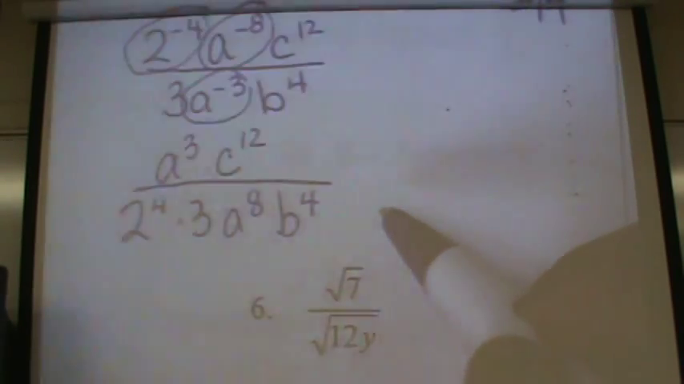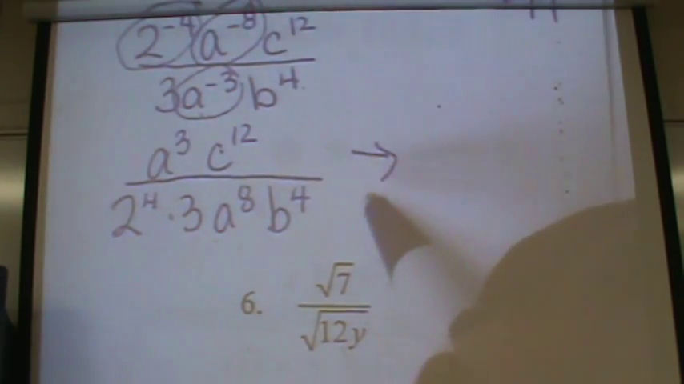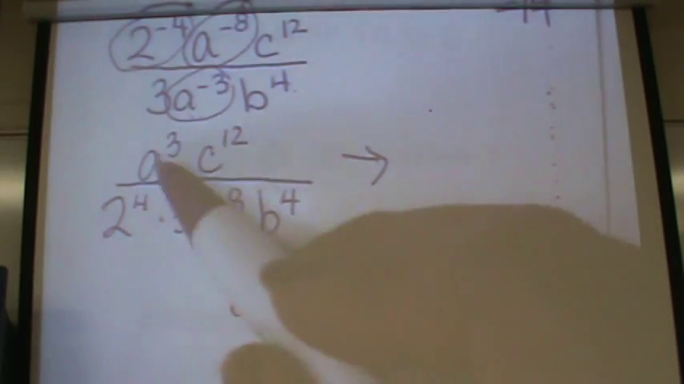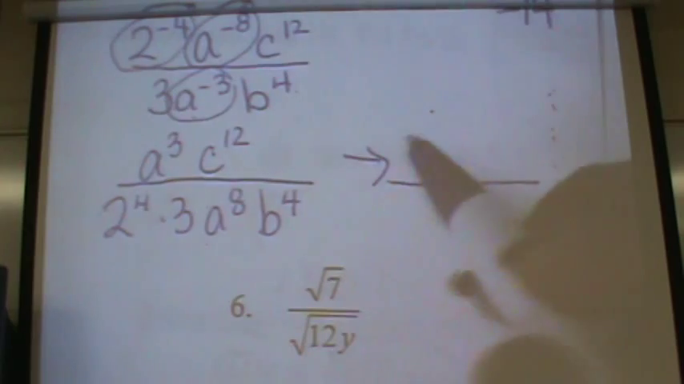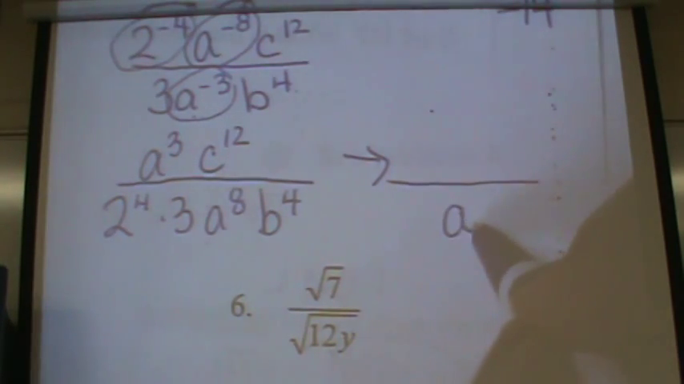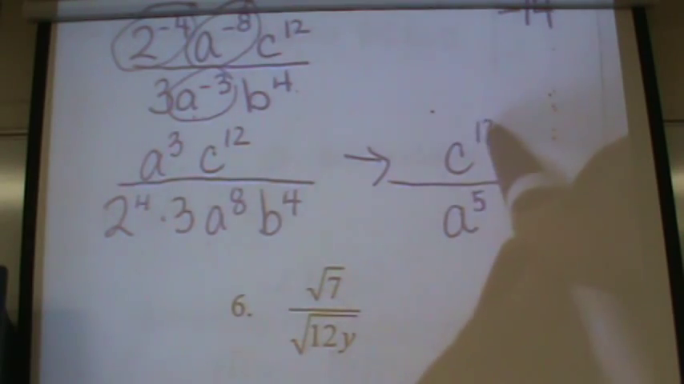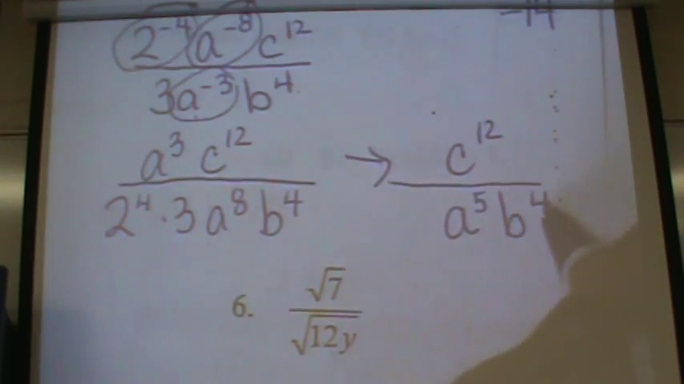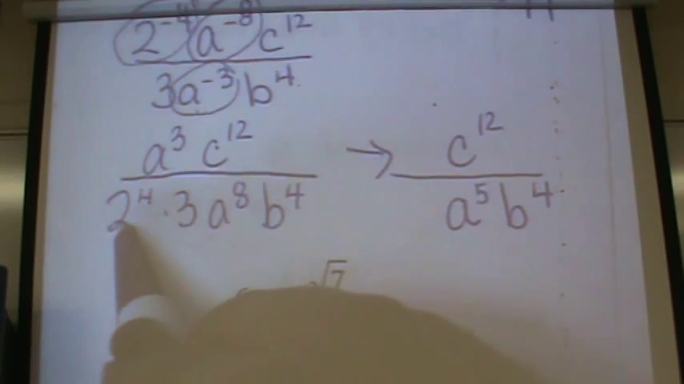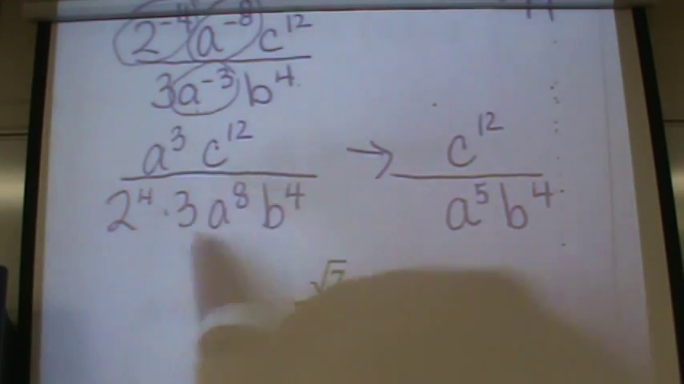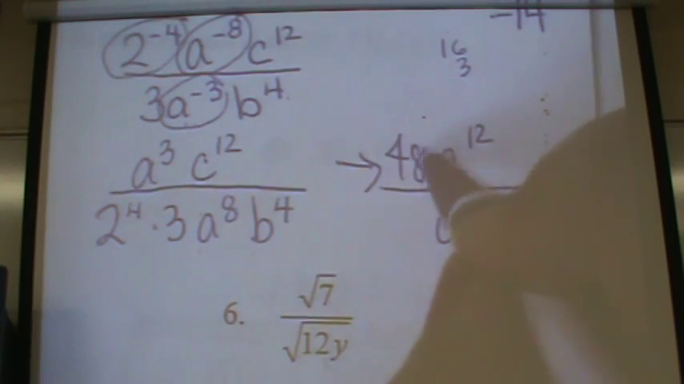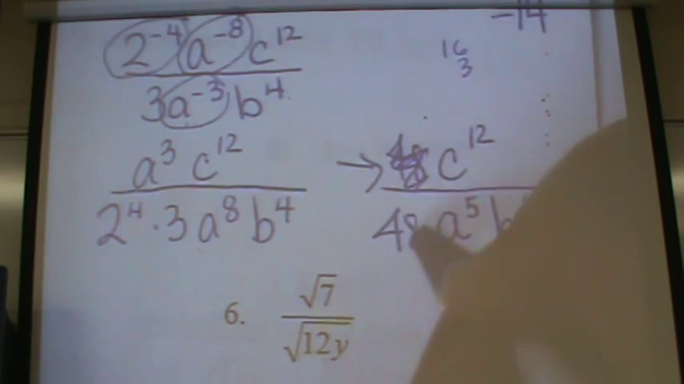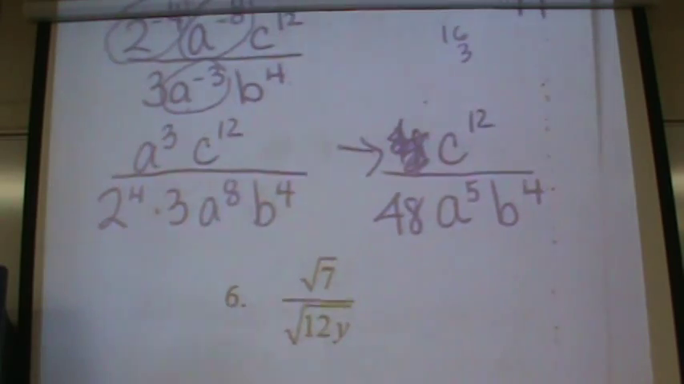Now we can simplify. How many a's do you end up having? If you've got 3 on top and 8 on the bottom, what do you have? You have 5 a's on the bottom. These are going to stay. And you can multiply 2 times 2 is 4, times 2 is 8, times 2 is 16, and 16 times 3 is 48. Whoops, on the bottom. 48 on the bottom.